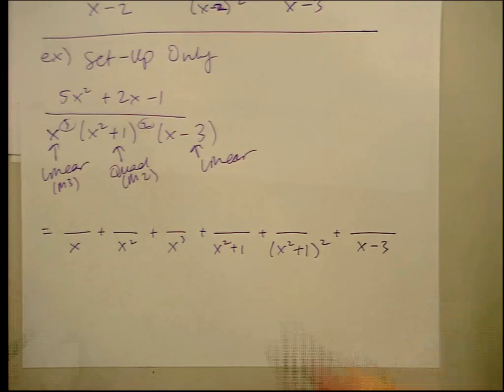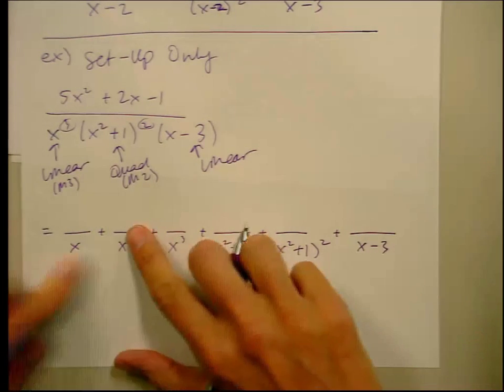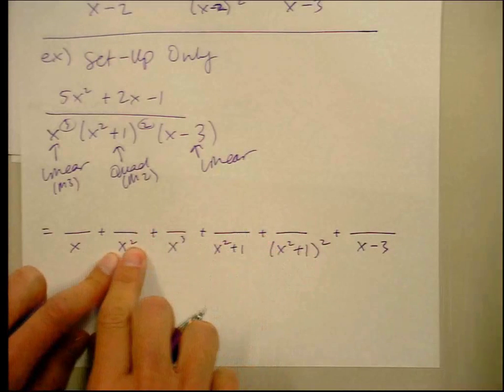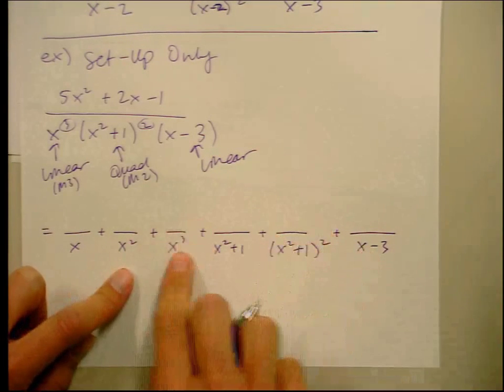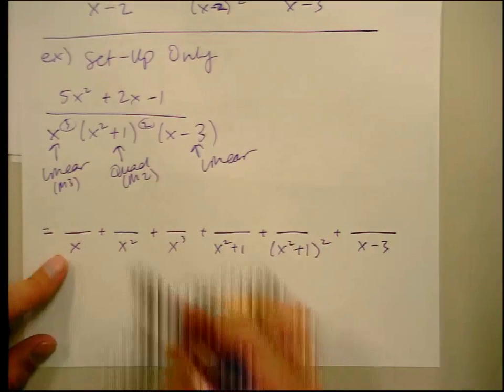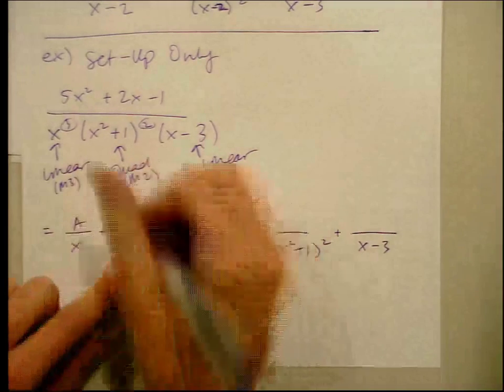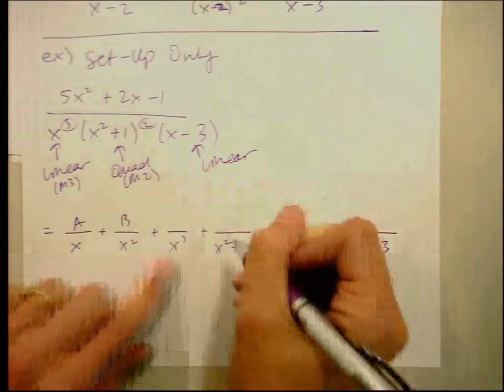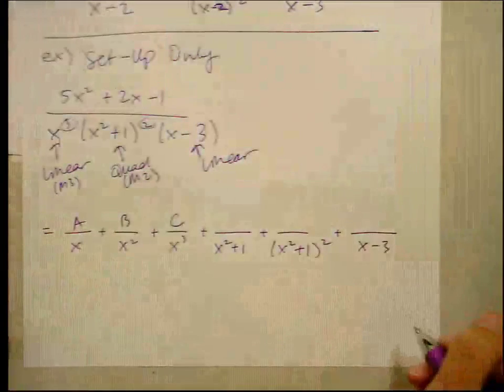Okay, linear factors. These are all linear. I can cover that up. Linear base, degree 2, linear base, degree 3. So these are all linear. They all need constants. A, linear with multiplicity, so B. Linear with multiplicity, so we need C.